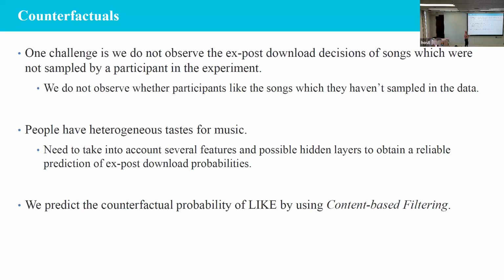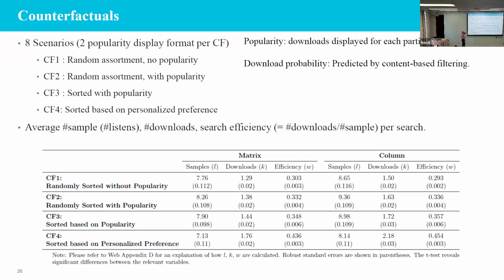The content-based filtering is able to just look through all the songs available and try to find the songs that are closer to the songs that you like, and then predict to what degree you would like them or not. And so we use these machine learning techniques to help us make predictions about to what degree people will download the songs in the counterfactual situations.